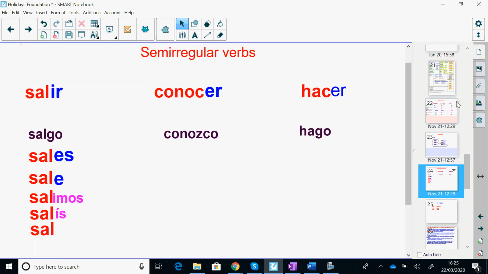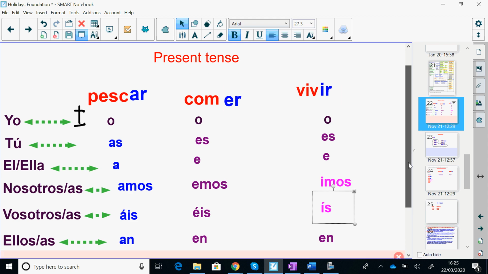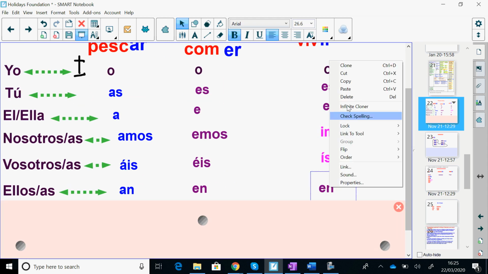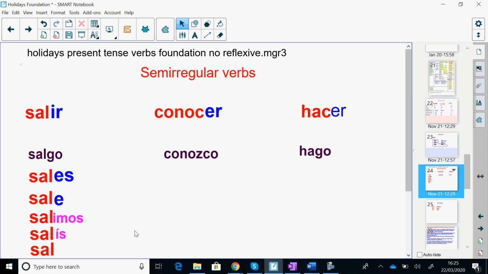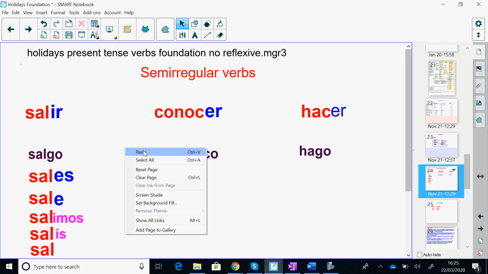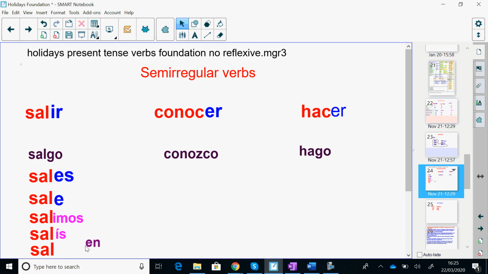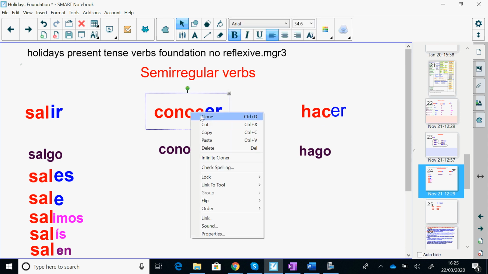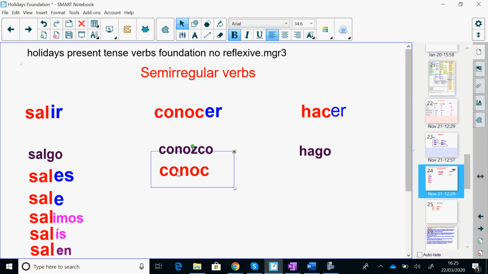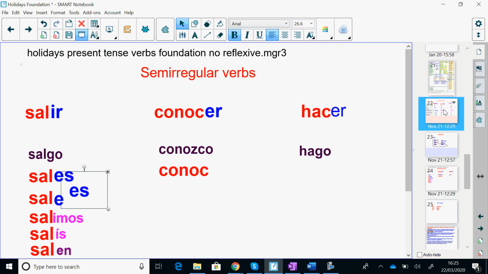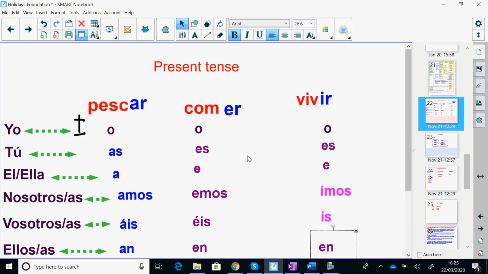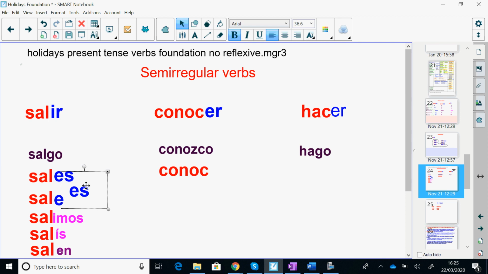What do you think will be the next one? They go out. Sal, yes, -en. So they go out, salen. That's it, salen. And then we've got the same thing with conozco. We know that the first person is just the regular one. And what will it be for you? Cono. Okay, so it's an -er verb now. Look at that. -er verb was -es, which is the same as -ir. So it would be conoces.